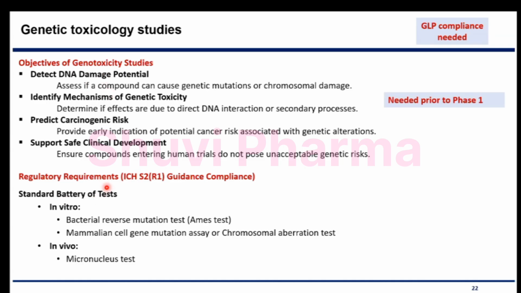Usually, the regulatory agencies require 3 different assays that you need to do. 2 in vitro, one is called the Ames test in the bacteria. Another one is in the mammalian cells, and then there is one in vivo study in the animals. The 3 tests that are mandatory.